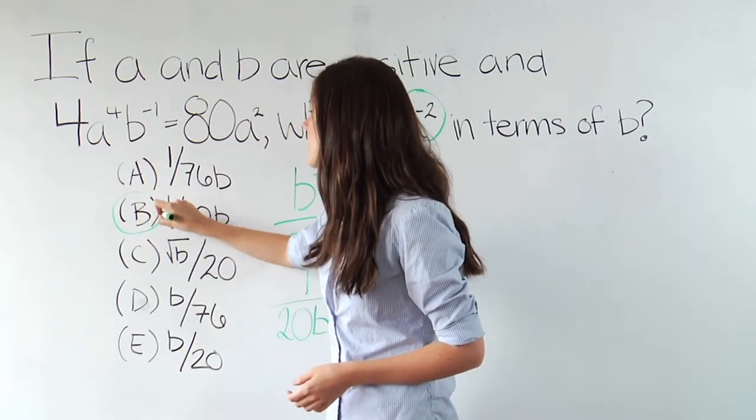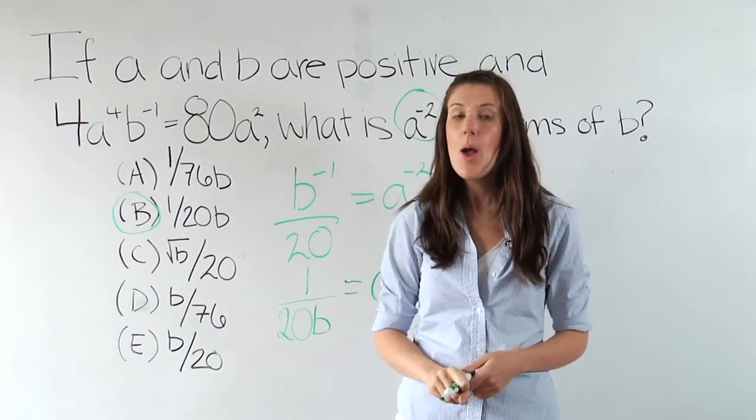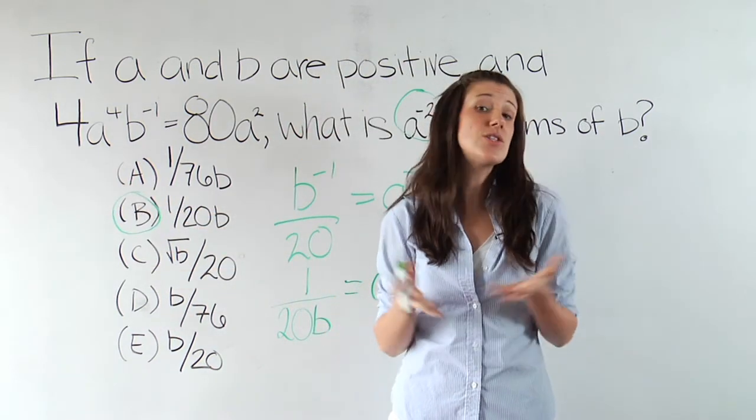So this looks like a complicated problem. It is a complicated problem, but once you know what to do with those negative exponents, it's really just simple algebra.